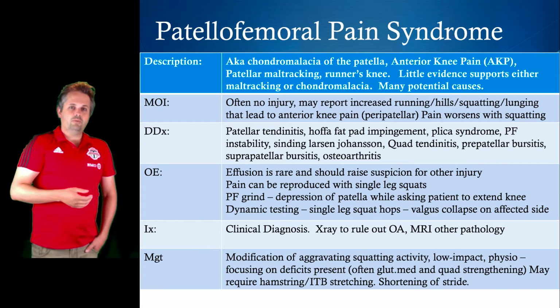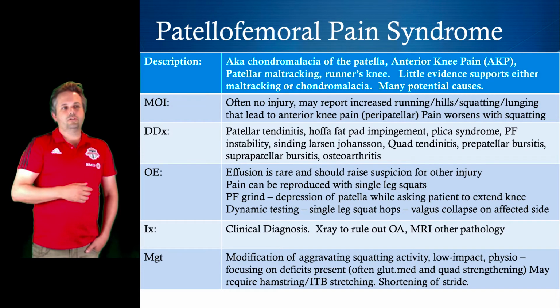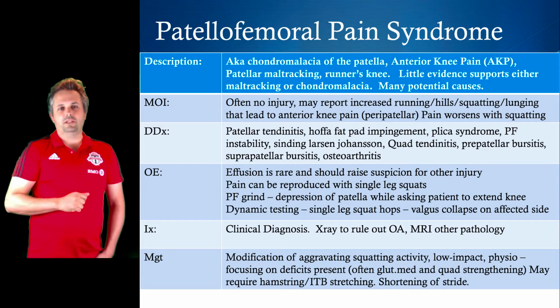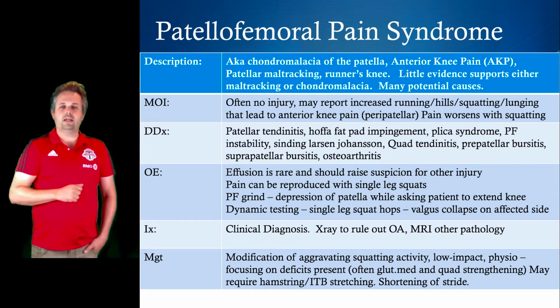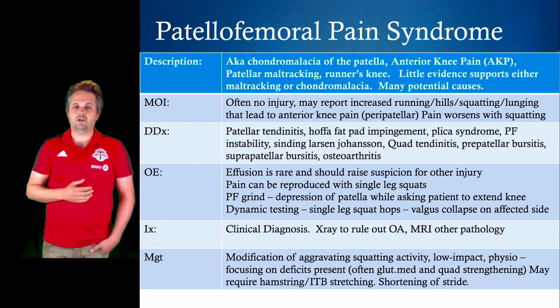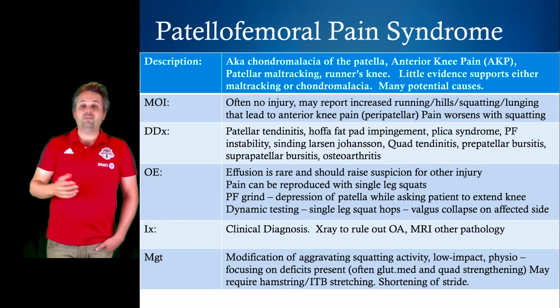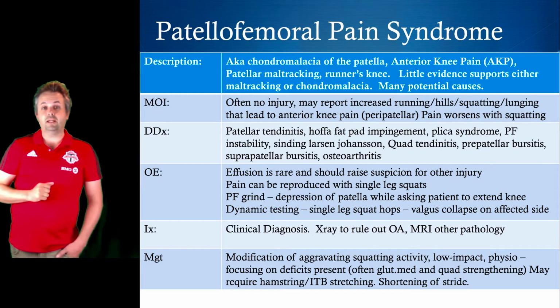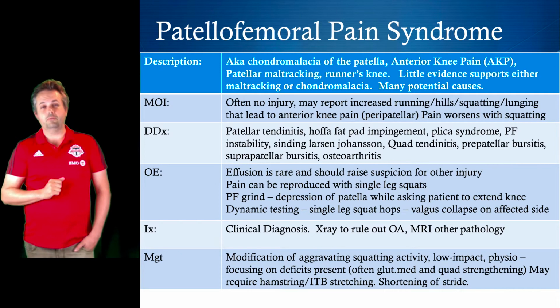So the first condition we're going to talk about is patellofemoral pain syndrome, which isn't without controversy in terms of the name, also known as contrarrelation of the patella, anterior knee pain, which is probably a more accurate description. Patellar maltracking and runner's knee are also other terms that are commonly used. There's in fact very little evidence to support either the maltracking or the contrarrelation.